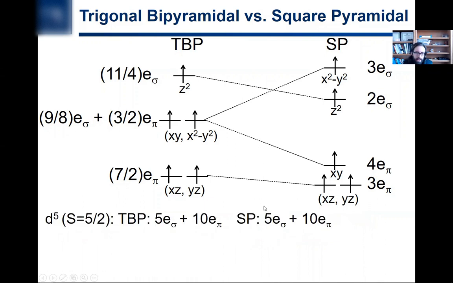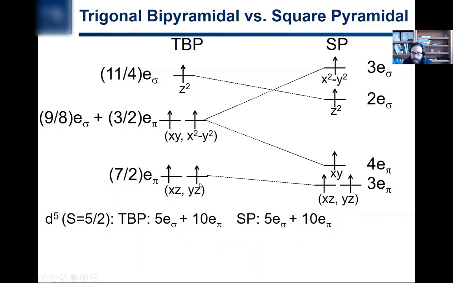For d5, this is a sextet, right? 2S plus 1, so 2 times 5/2, plus 1 is 6, so we call it a sextet. That's five unpaired electrons. That's going to be 5 e sigma plus 10 e pi for both TBP and SP.